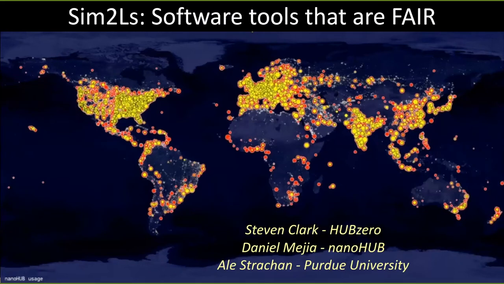Okay, so as I mentioned, we're going to start off by presenting the background material and motivational inspiration for why we're doing SimTools. And as I mentioned, I'm Steve. Daniel is here today, and Ali Strachan is the leader of the NanoHub group that's doing the development work here.